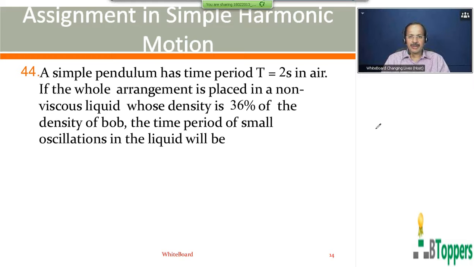So see the next question, question number 44. A simple pendulum has a time period capital T equal to 2 seconds in air. If the whole arrangement is placed in a non-viscous liquid whose density is 36% of the density of the bob, the time period of small oscillations in the liquid will be. So you are given 4 options on screen. First option 6 seconds, second option 2.5 seconds, third option 2 seconds, fourth option 5/8 seconds. Come on, take a pause and try the question.